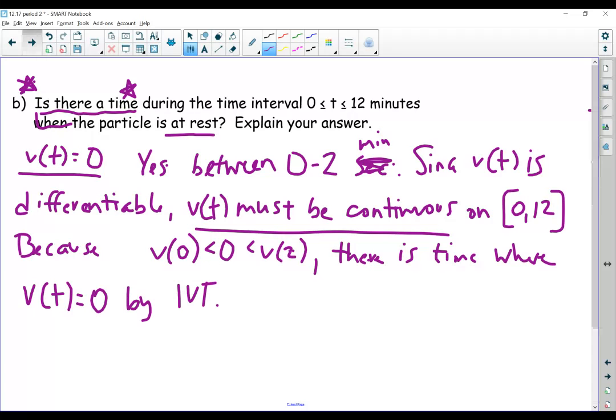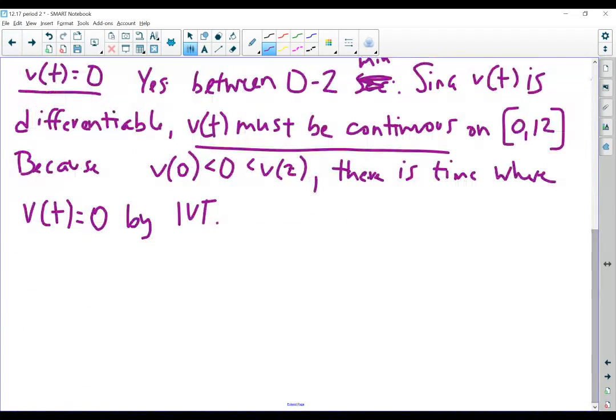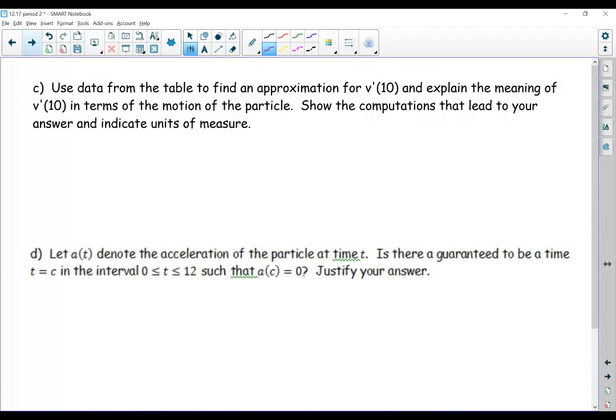Okay. All right, C. All right, where'd it go? Wait, where's my C at? Oh, I think it got erased. Dang, team. Oh, no, there it is.